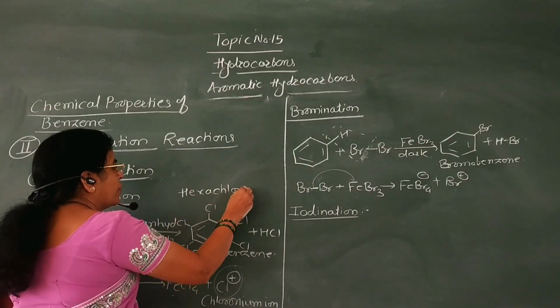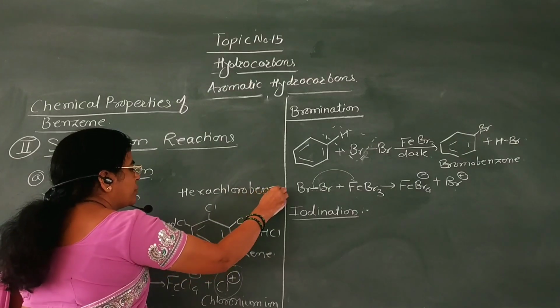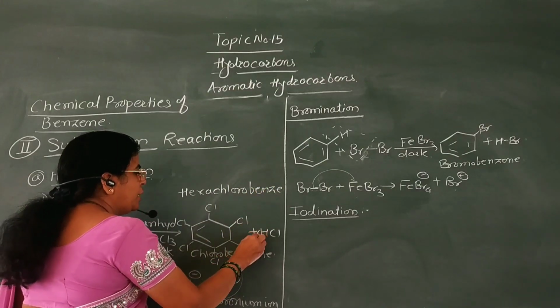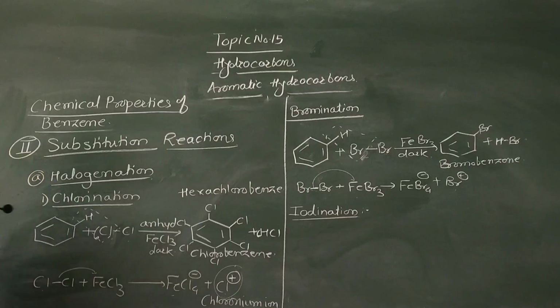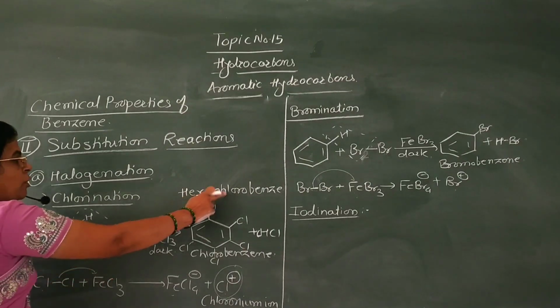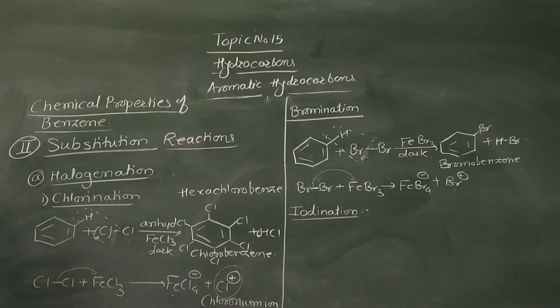hexachlorobenzene plus 6 HCl. In this way, when chlorination of benzene is carried out in the presence of excess of chlorine molecule, then formation of hexachlorobenzene takes place. All the hydrogen atoms from benzene are replaced by all 6 chlorine atoms.